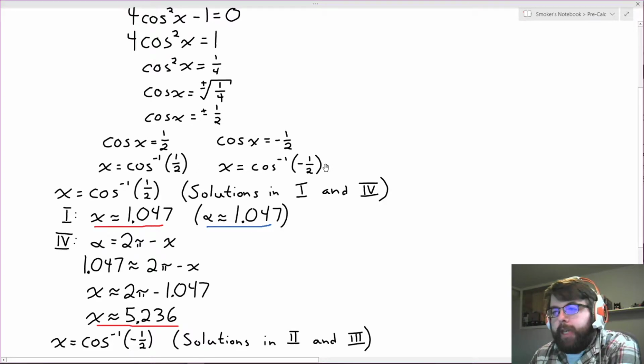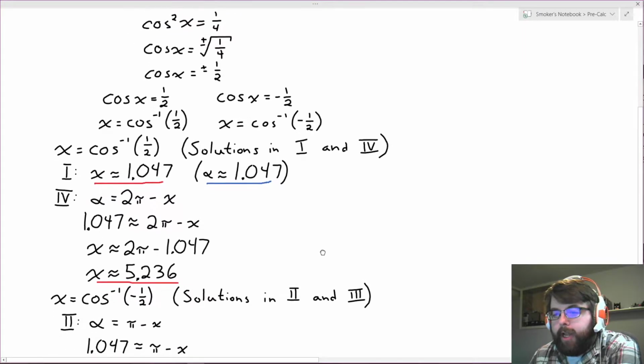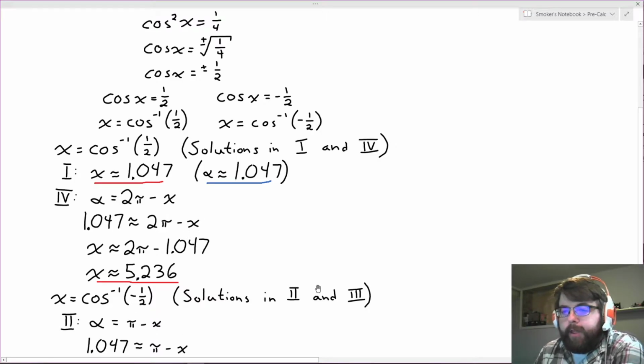Okay, which means they have the same value except for the sign, which means they're going to have the same reference angle. So we can use this reference angle that we found in quadrant 1 to find the solutions in quadrant 2 and 3. Hopefully that makes sense, because it's 1/2 both times. It's 1/2, and remember the reference angle is used for the decimal value, not the sign.